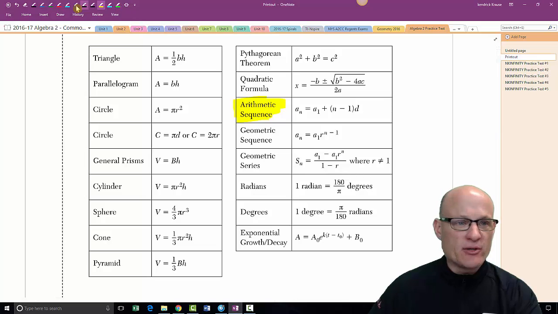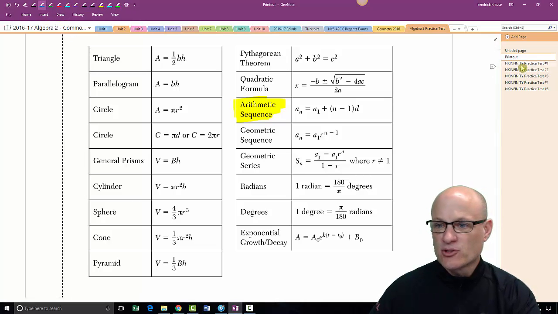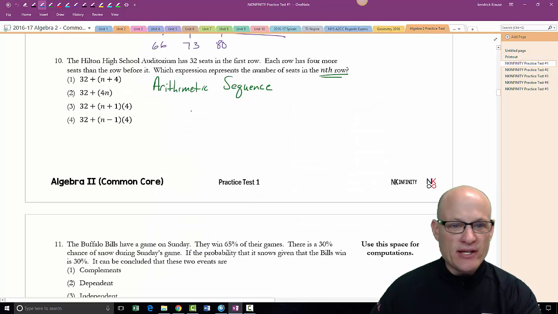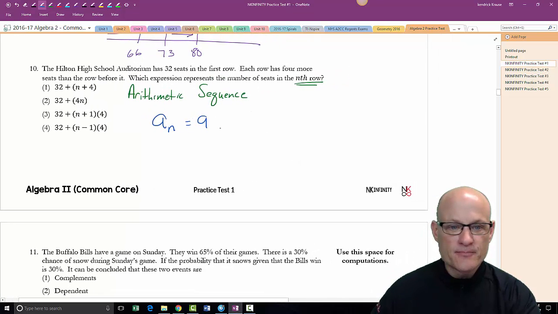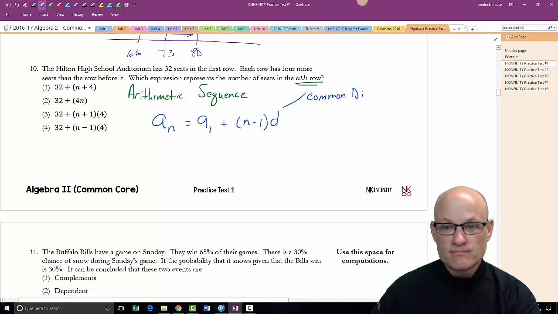So there's your arithmetic sequence formula. You should know it. Probably have it memorized by now anyway. So let's go back to my test. So it's a sub n is equal to a sub 1 plus n minus 1 times d. Now d stands for your common difference. This is a sub 1, that's your first term. And n is just the number of rows.